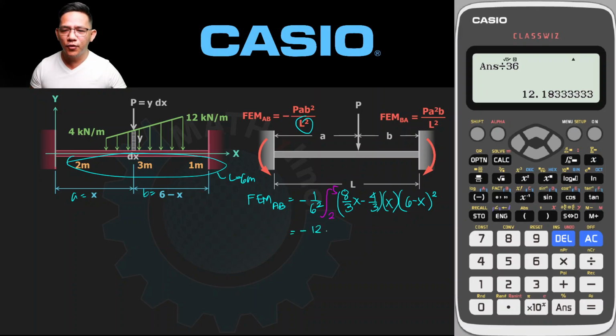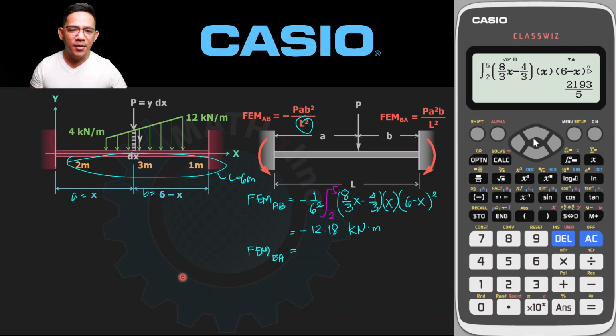Negative 12.18. Take note that for fixed end moment AB, we don't need to rewrite the integral equation for the fixed end moment BA because we simply switch the power of A and B. So this x represents A, this will become raised to 2, and this will become raised to 1. So let us go directly to our calculator. We have this replay your calculator, then edit the powers of x and 6 minus x. So this will become raised to 2, and the power of 6 minus x will become 1.